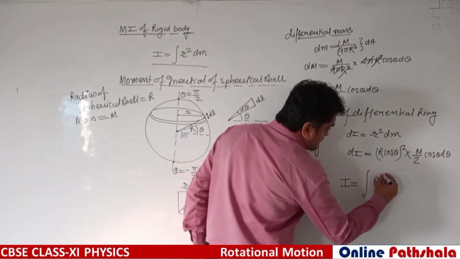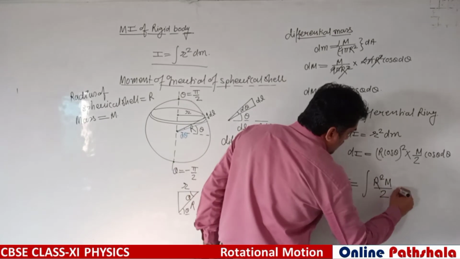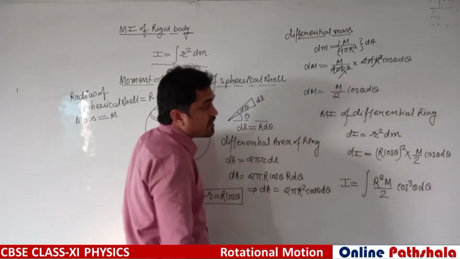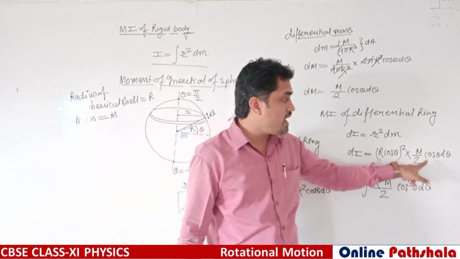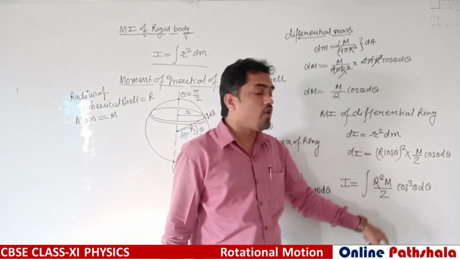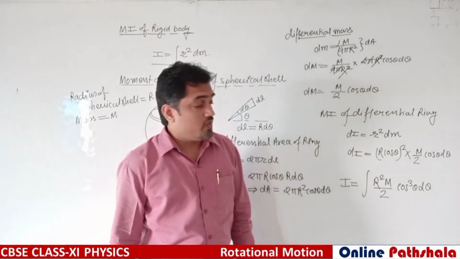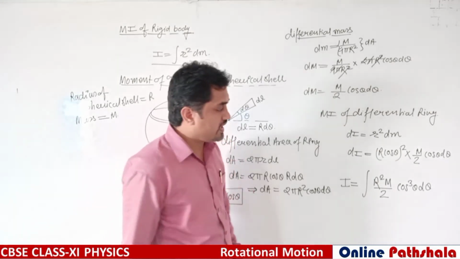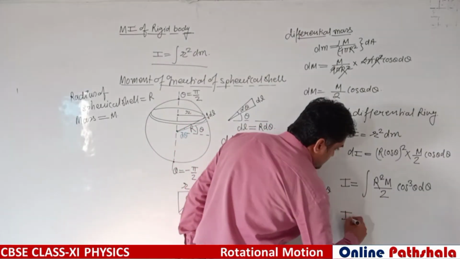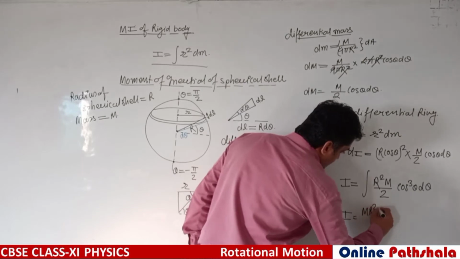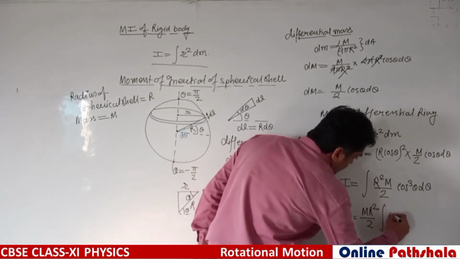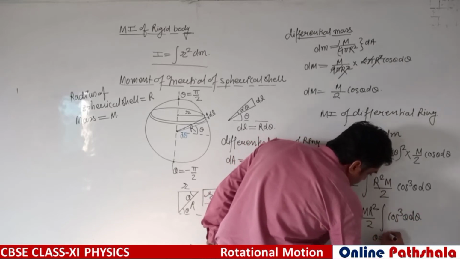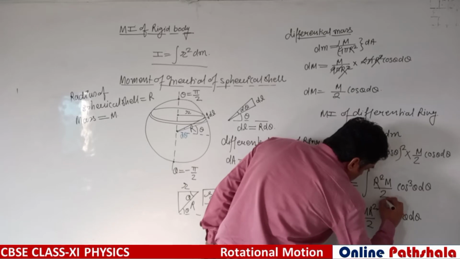Integration of r square m by 2 cos cube theta d theta. It will become cos cube theta: cos square theta and cos theta will become cos cube theta. Now, we have to do integration of cos cube theta. Okay, it is very easy integration. So, I is equal to mr square by 2 integration of cos cube theta with respect to theta, from theta is equal to minus pi by 2 to pi by 2.